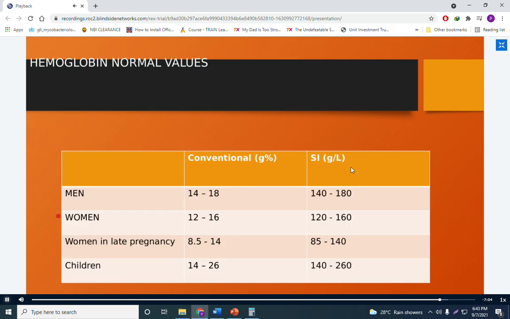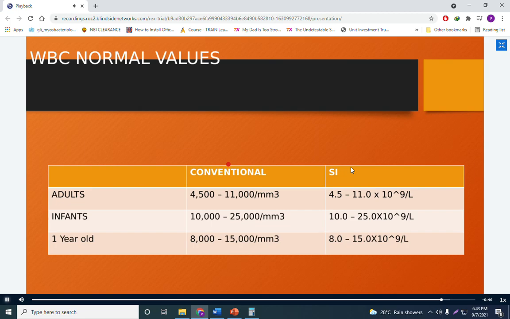And ito yung mga normal values niya, class. 14 to 18 for the hemoglobin, 12 to 16 kapag women, 8.5 kapag women in late pregnancy, children 14 to 26. Convert that to SI, ito yung mga values. And sa WBC class kapag adult, 4.5 to 11 times 10 raised to the 9 per liter. Kapag infants, mas malaki. Plus, na-notice nyo dito, bakit mas malaki yung unit ng normal values ng infants compared sa adult? What do you think is the reason for that?